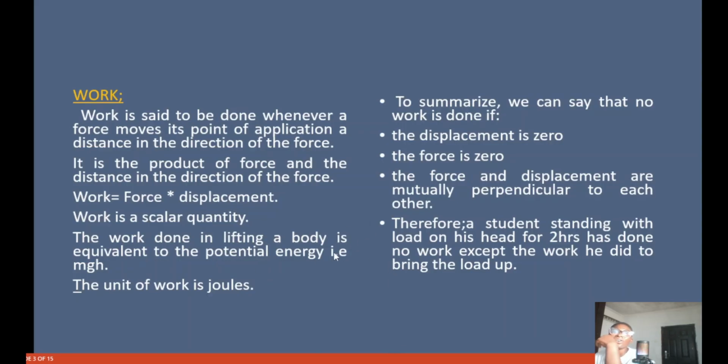The unit of work is joules. To summarize, no work is done if the displacement is 0. If you have not moved a distance, no work is done. If you are not applying any force, no work is done. No work is done if the force and displacement are mutually perpendicular to each other. The more the force, the more the distance covered, the more the work done. Therefore, a student standing with a load on his head for 2 hours has done no work except the work he did to bring the load up.